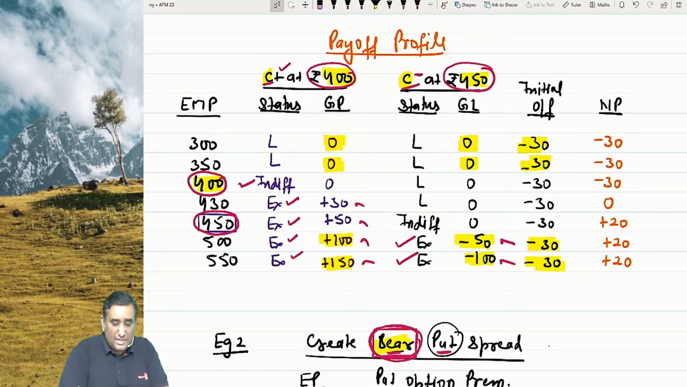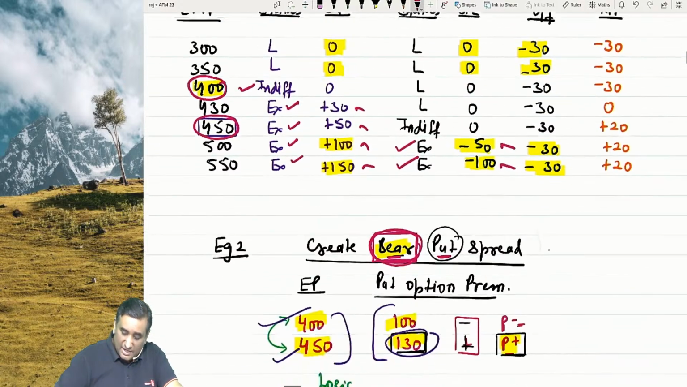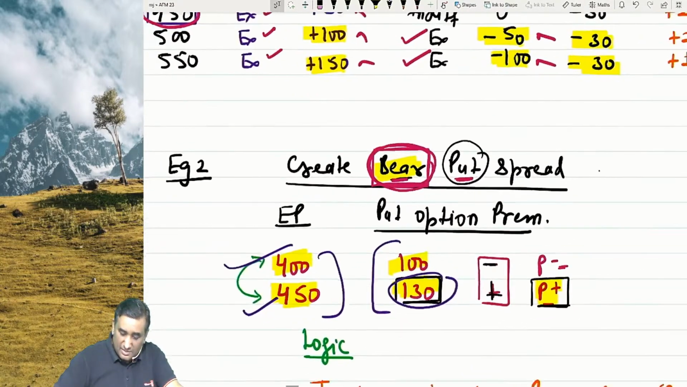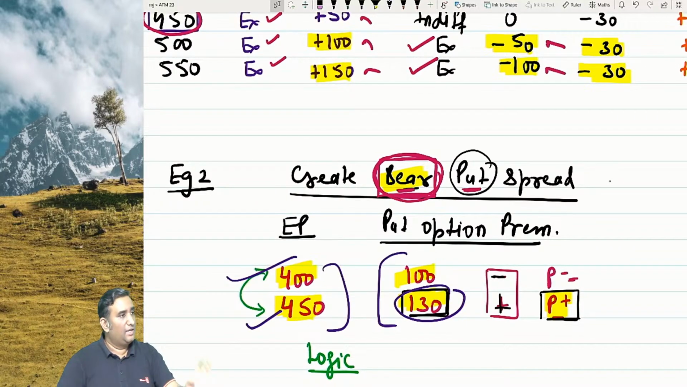Now this was a strategy. If I give you this payoff, it does not make a difference whether it was a strategy or a straightforward case. Second example, the same I have taken. Let's try to look at the answer. I'll take the basic exam answers from you.